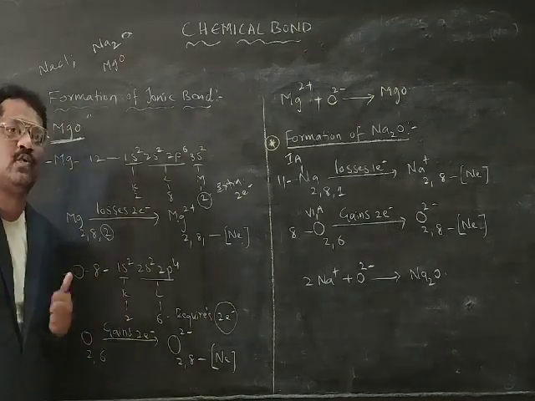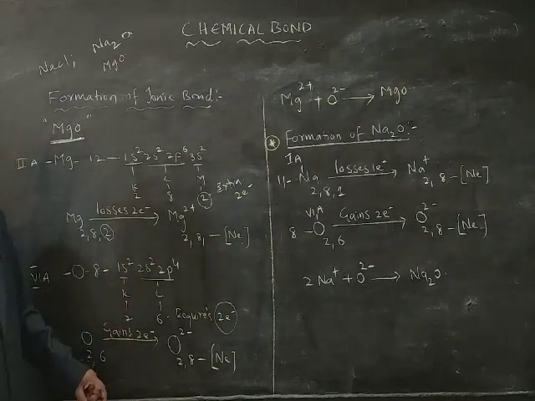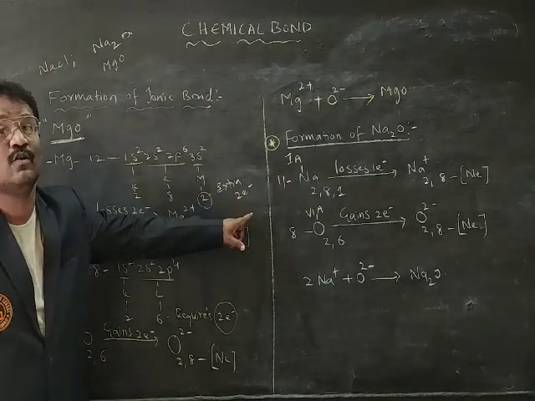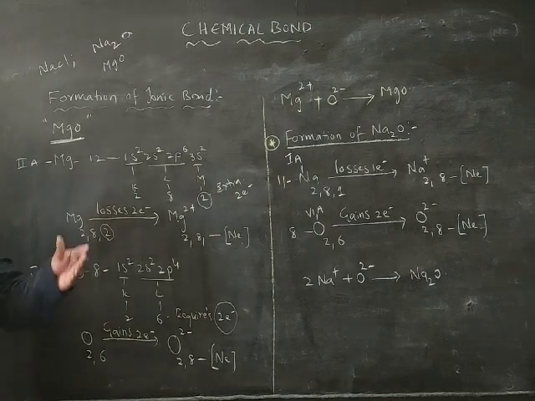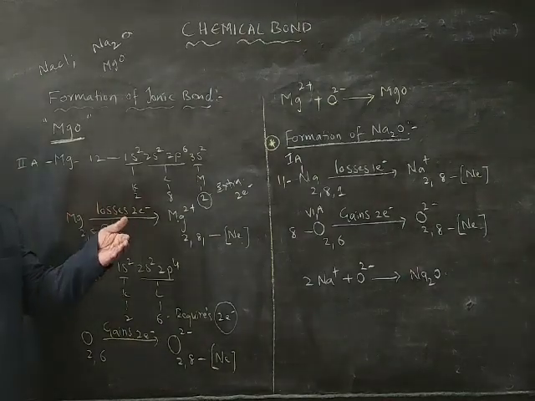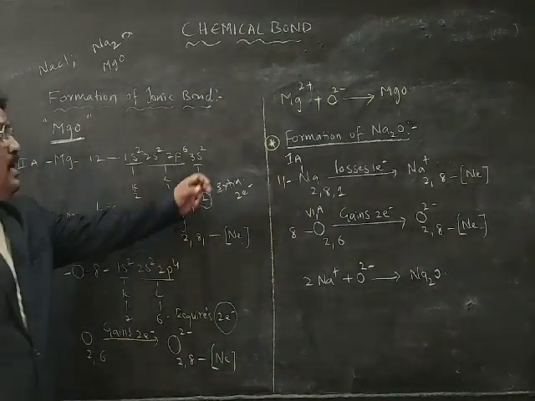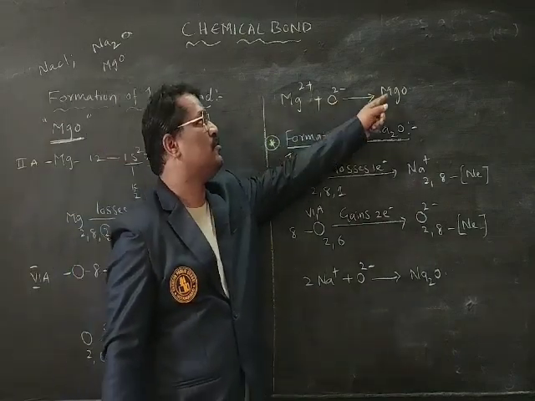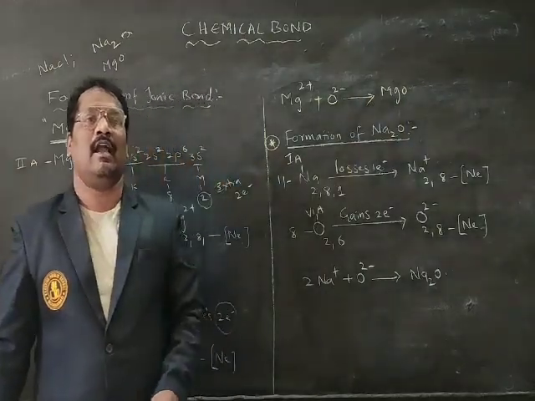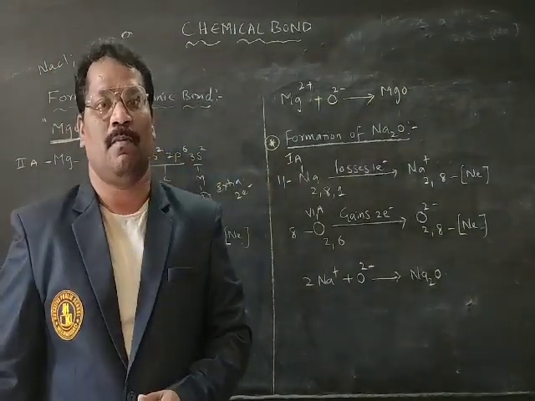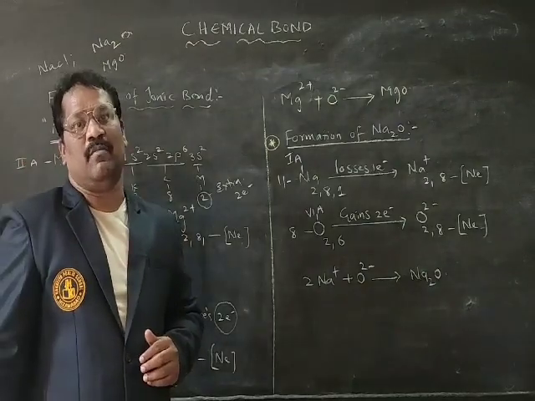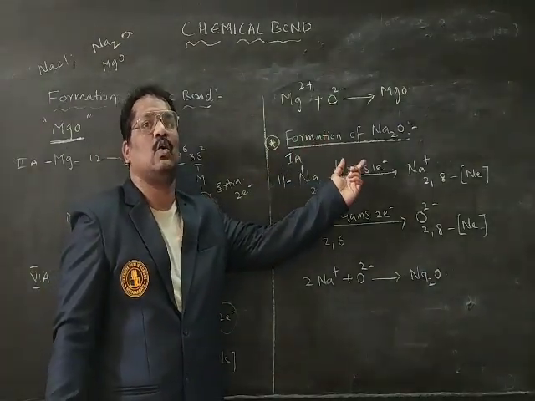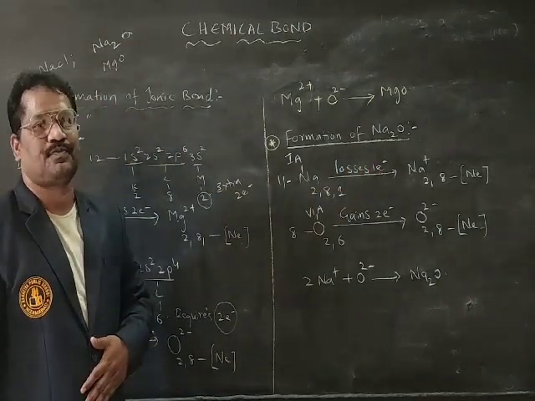From where is it gaining these 2 electrons? Those electrons are gained from the element magnesium, as it is losing those 2 electrons. So a bond will be formed between 2 ions, that is magnesium 2 plus ion plus oxygen 2 minus ion forms magnesium oxide, and an ionic bond will be formed. Another example, let me explain for you. That is formation of sodium oxide molecule.